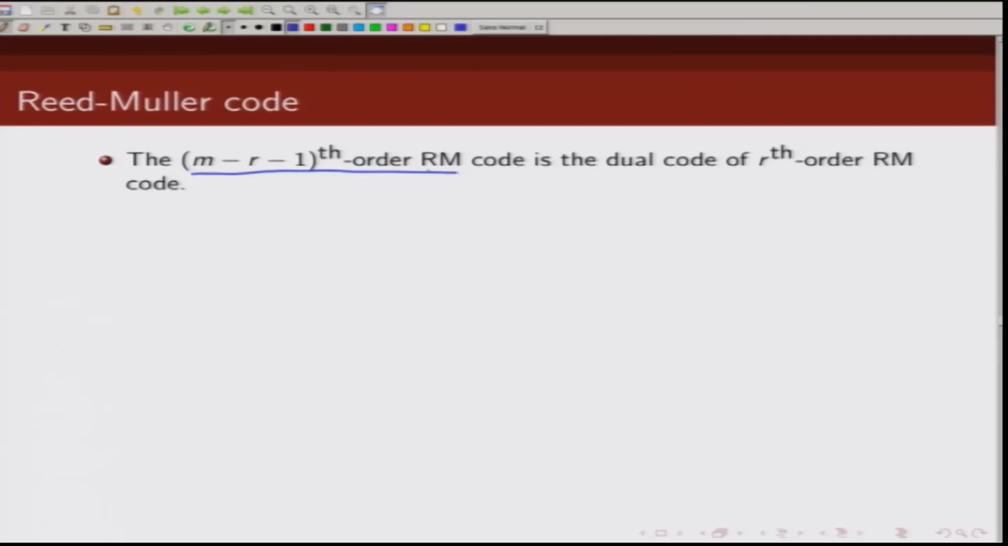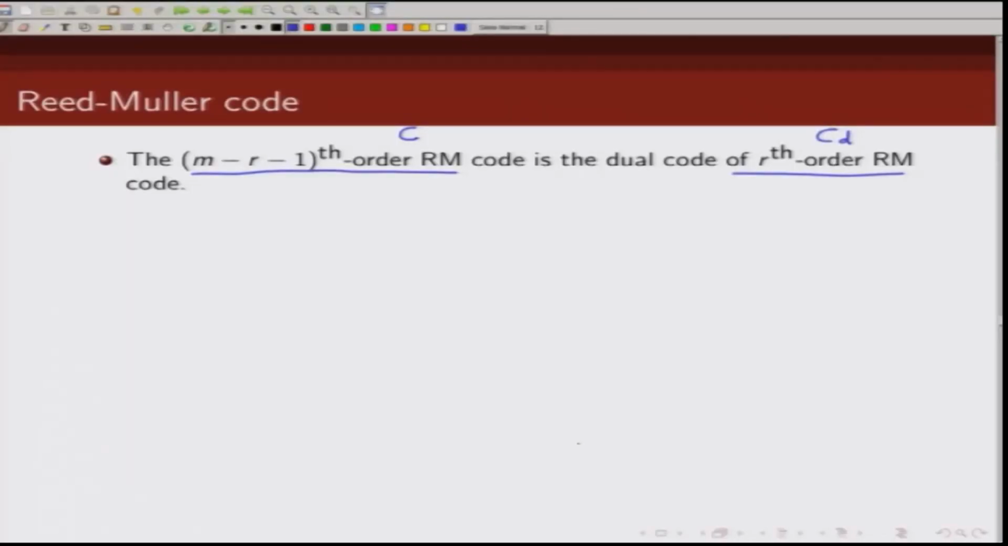The next result which we are going to show you is that the m minus rth order Reed-Muller code is the dual code of the rth order Reed-Muller code. So, let us see, this is our original code, then the dual code is given by this. Now, what do we need to show for the dual code? If we take a code word from this code and if we take a code word from the dual code, they are orthogonal, right. So, the dot product should be 0.